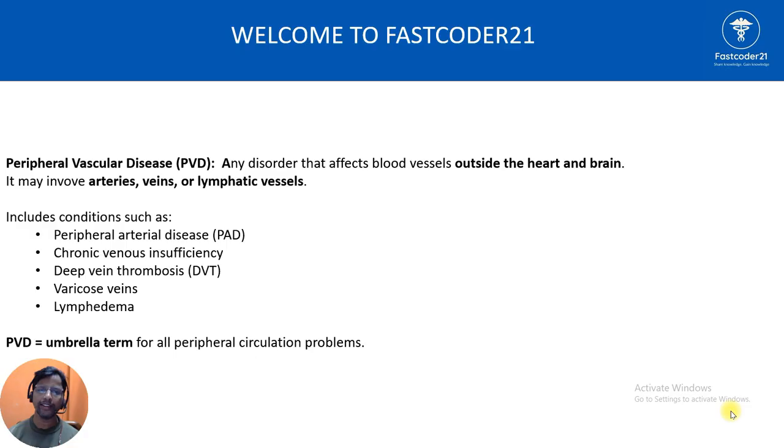thrombosis, varicose veins, lymphedema. So if you observe, all these conditions involve arteries as well as veins. What you need to understand here is PVD is the combination of arteries, veins as well as lymphatic vessels. So if you see here, we have lymphedema. So PVD includes lymphedema also. Lastly, you need to remember PVD is the umbrella term for all peripheral circulation problems, whether it is a problem related to artery, vein or lymph glands.